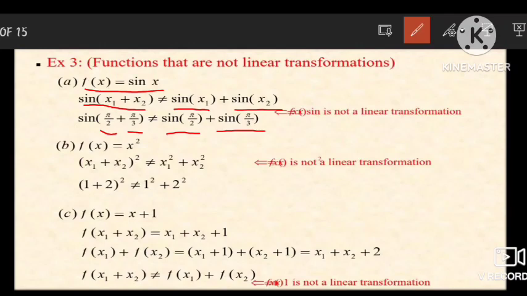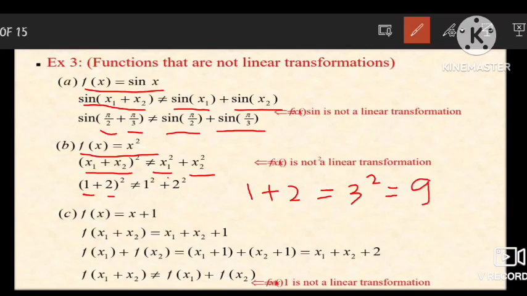Now another is f(x) = x². In this case (x1 + x2)² is not equal to x1² + x2². For example, if we put x1 = 1 and x2 = 2, then 1 + 2 = 3. So 3, if we square it, will come as 9.